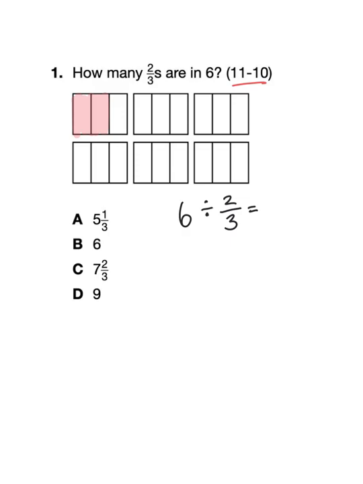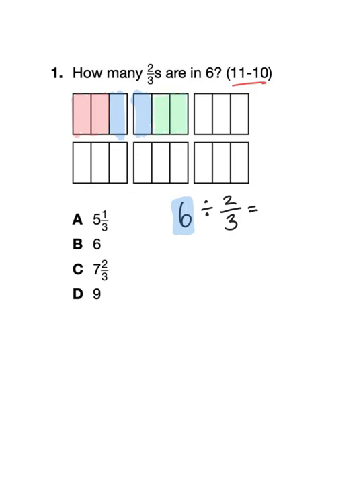I'm going to count up how many groups of 2/3 I have in 6 wholes. I know that when I divide a whole number by a fraction, I'm going to end up with, surprisingly, an answer that's bigger than what I started with. So 6 divided by 2/3 can be visually shown like this.